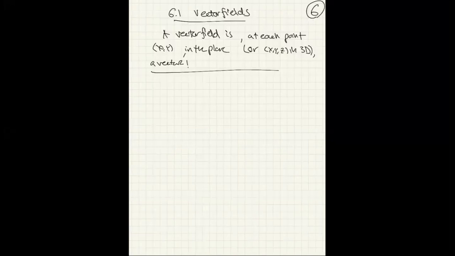Okay, sorry. A vector field is at each point a vector. So I'll draw, for example, a quick constant vector field. A constant vector field might be, I'm going to write v of x, y. So it's a vector that depends on points, is 1, 1.